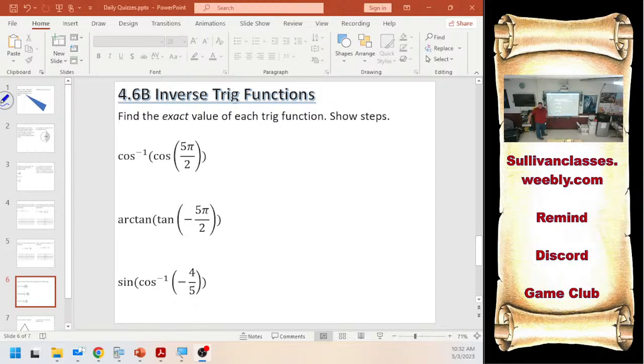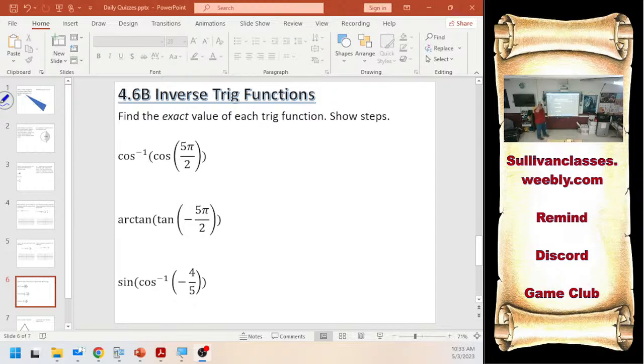What's the domain of cosine? Regular cosine, all real numbers. I'm starting inside the parentheses. Regular cosine. I can take the cosine of any angle, right?